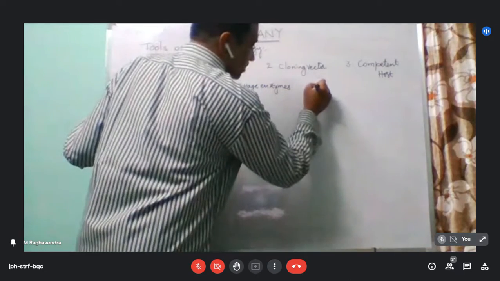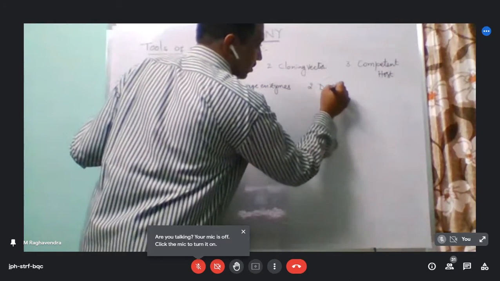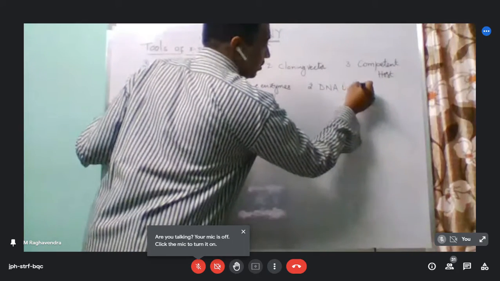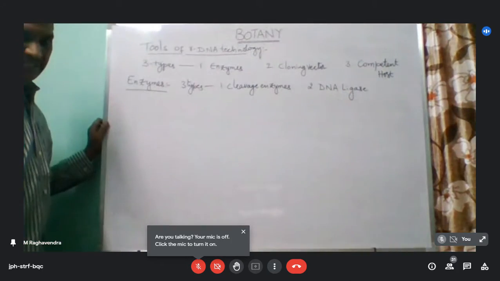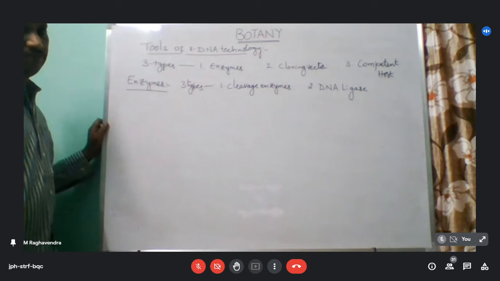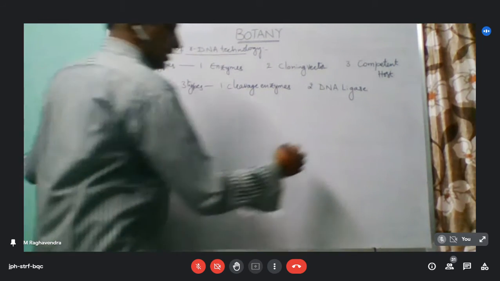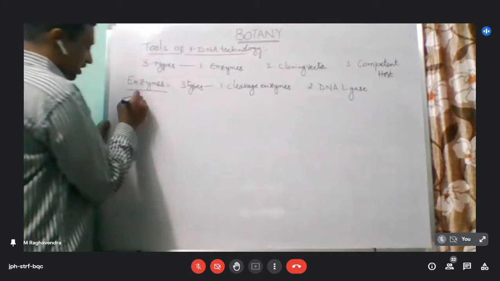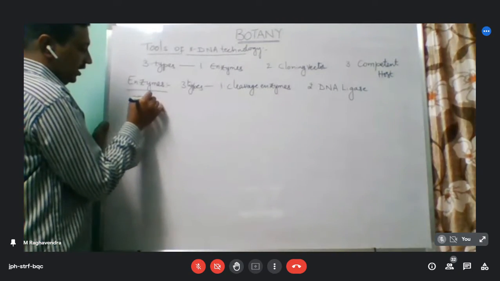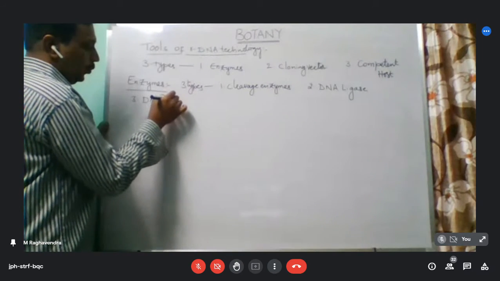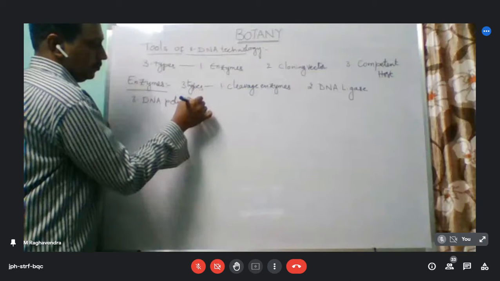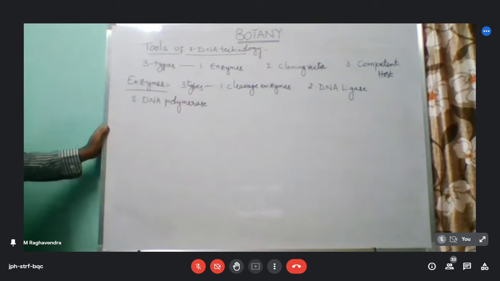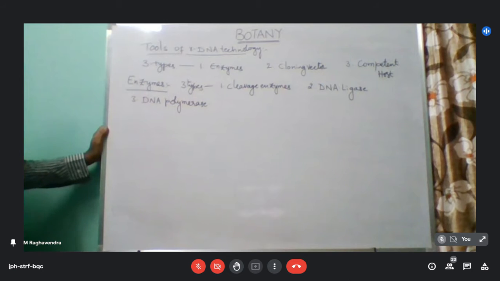The second kind of enzyme is DNA ligase. Ligation means union. DNA ligase is the second type of enzyme. The third one is DNA polymerase. So cleavage enzymes, DNA ligases, and DNA polymerases are the three main enzymes we use in recombinant DNA technology.